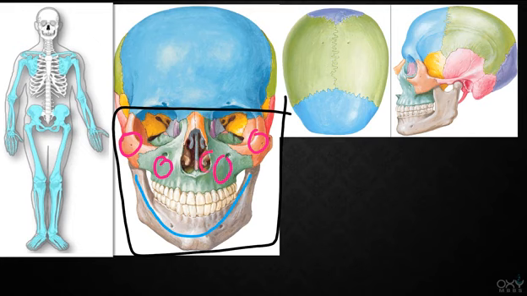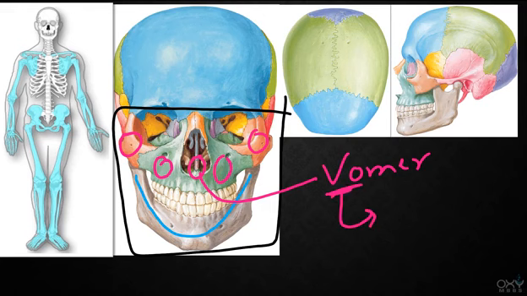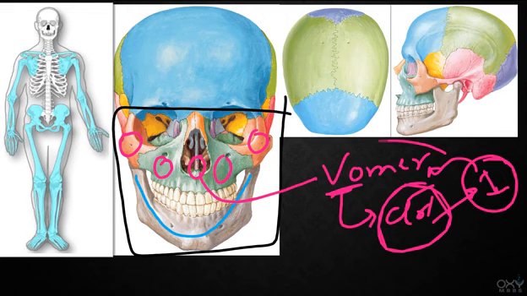And these two bones are inferior nasal concha, and this is the vomer bone, and vomer is the single bone. V means one, and one means one. So vomer is a single bone, or it is an unpaired bone.